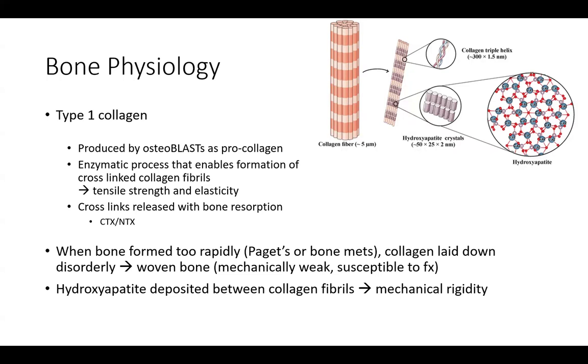When we have bone that's formed too rapidly, the collagen gets laid down in a disorderly fashion. We get this woven bone that's mechanically weak and susceptible to fracture. Think of this when we think of Paget's disease or bone metastases. Once this collagen is laid down, we have hydroxyapatite that's deposited between the collagen fibrils, and that contributes to the mechanical rigidity.